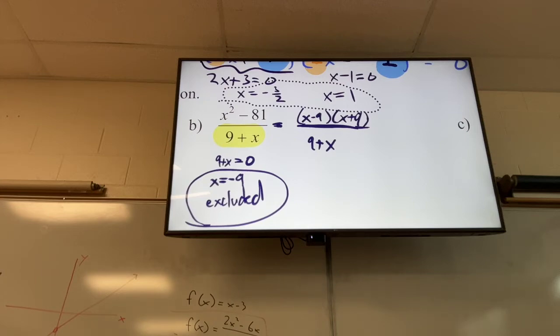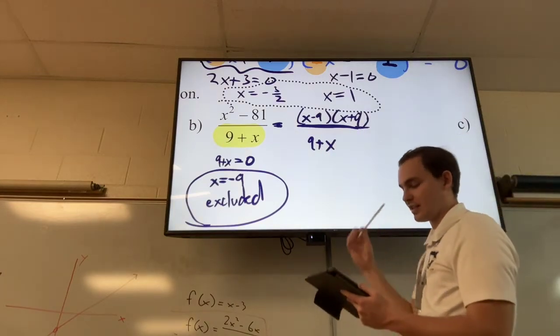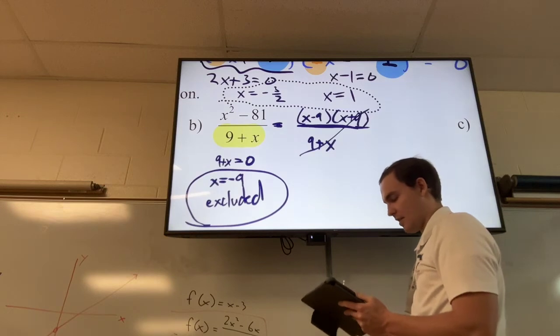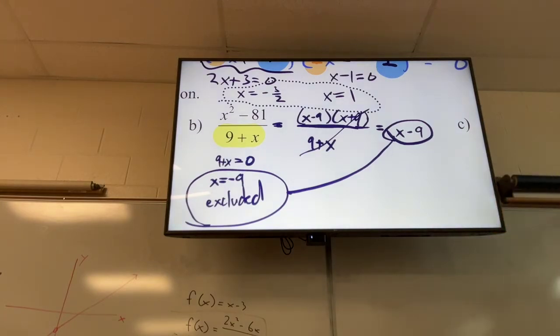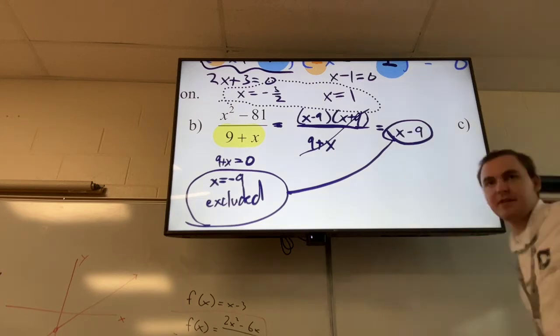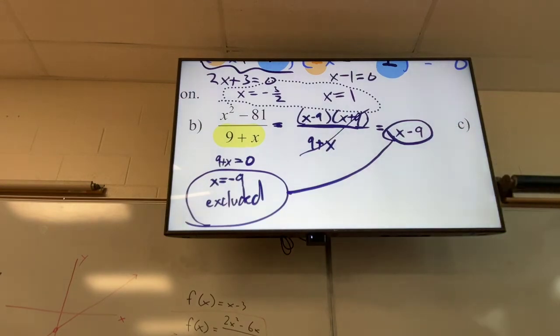Yeah, so because it's an addition, x plus 9 and 9 plus x are the same thing. So this is x minus 9, with that -9 excluded. Okay. So we wrote the excluded values and then we factored and canceled. Okay, how are we feeling? Feel okay?